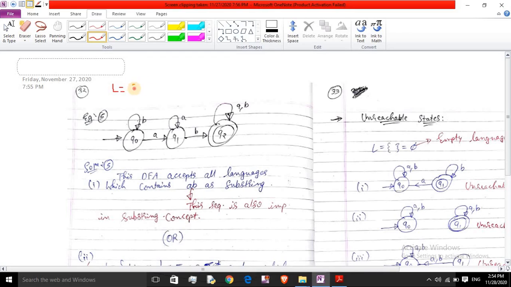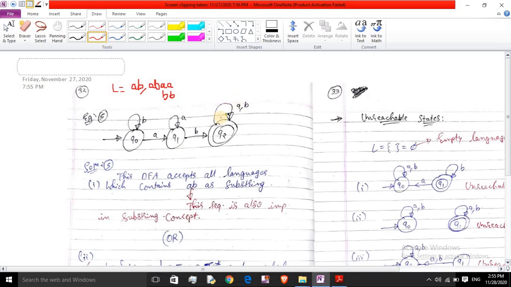On getting AB, we will move to our final state. Then after AB, any number of A's or any number of B's we get, we remain in the same state, which is also a final state. It can be any number of A's or any combination of B's here. It is also accepted by this machine.